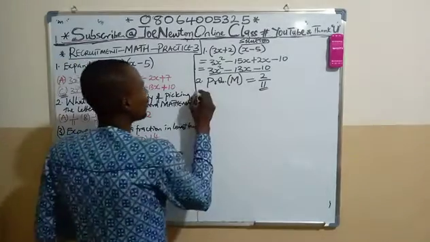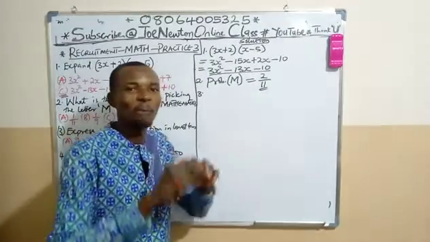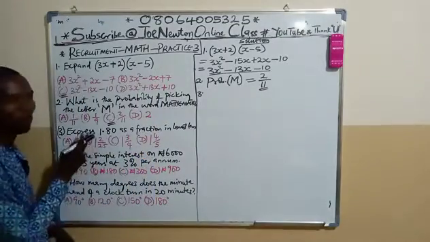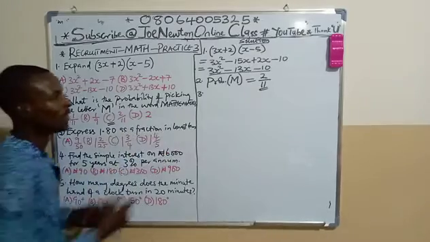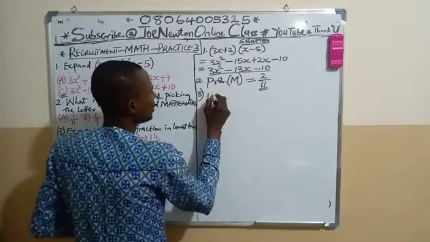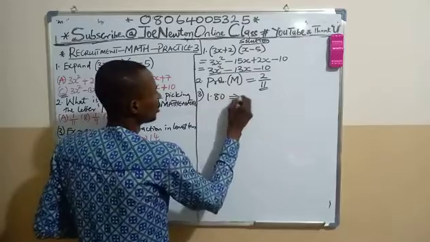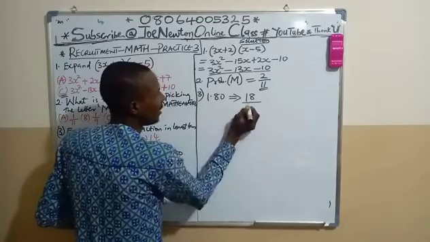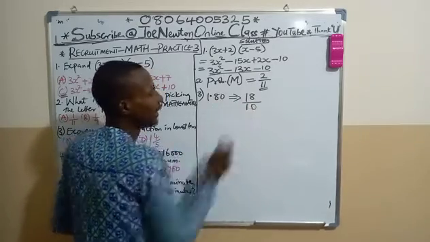Then, let's go to number 3. So, probability is the number of required outcome over number of possible outcome. That is it. Okay, number 3 says, express 1.80 as a fraction in its lowest term. Simple. That is 1.80 to fraction now becomes 1 point 8 over this decimal is 1 and this one is what? 0. That is 18 over 10.